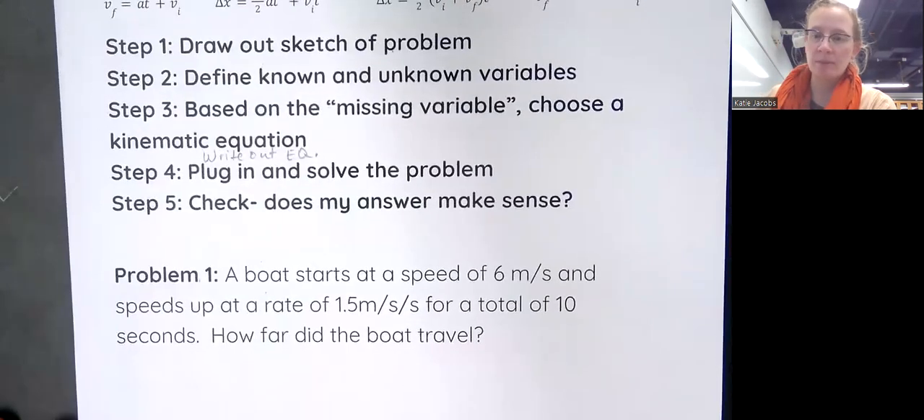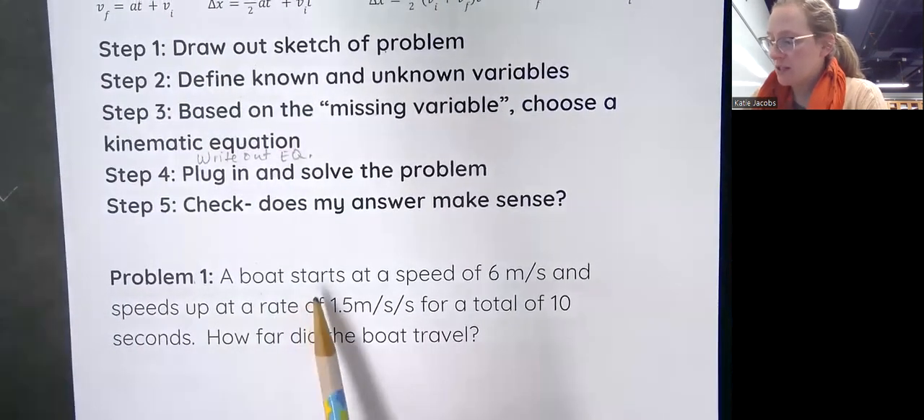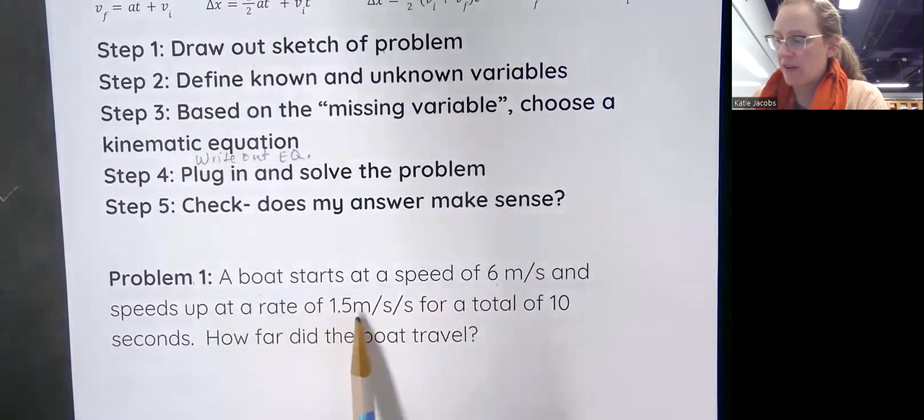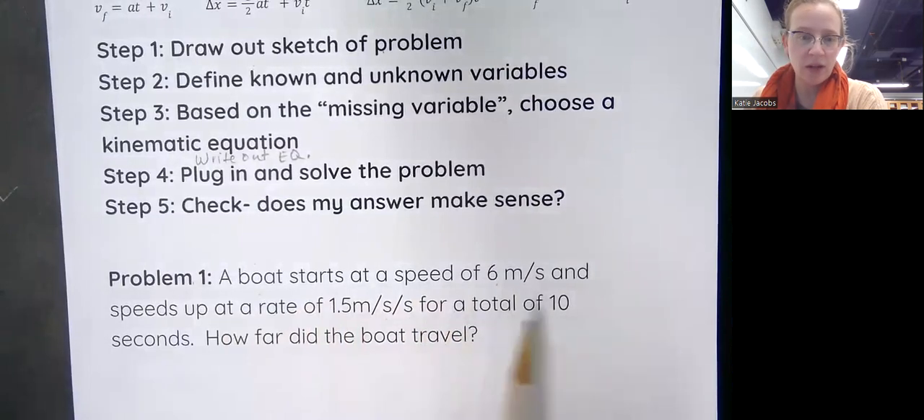Let's do a sample problem. We have a boat that starts at a speed of 6 meters per second and speeds up at a rate of 1.5 meters per second squared for a total of 10 seconds.